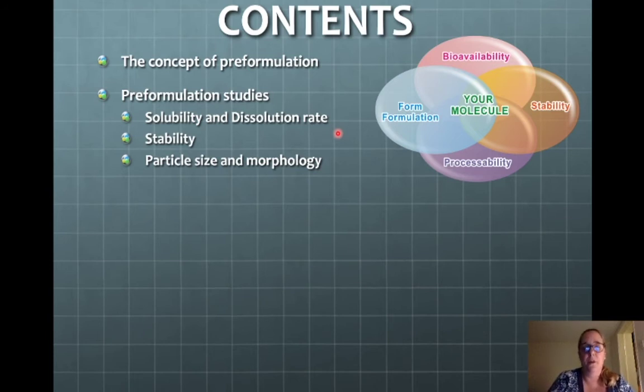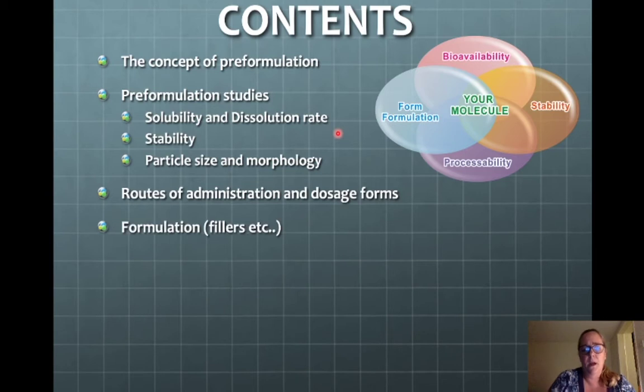Also the morphology of the particles, which they will investigate, what different types of compounds and their crystal structure, which will alter how they're absorbed. Also the routes of administration and dosage forms. We're also going to look at formulation, so things like fillers and capsule formulation. This is a big area of drug discovery.